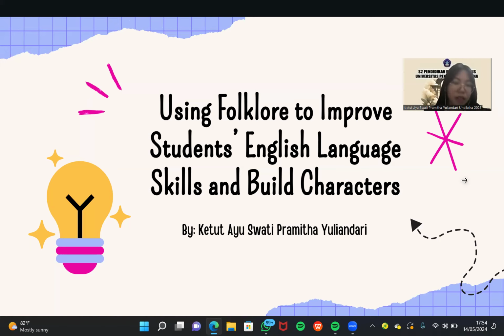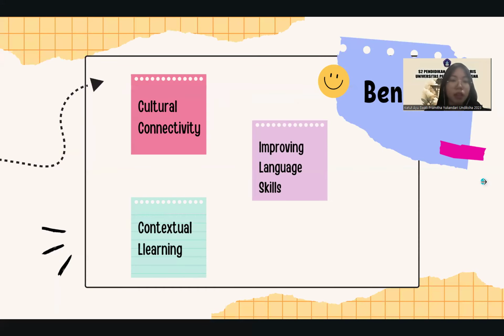Okay, let's talk about the activity. Next slide, please. The name of the activity is using folklore to improve students' English language skills and to build character also. I think all of you will think this is a very common activity that teachers usually use in the class, but what makes it different is that here I suggest using several digital platforms that provide access to folklore from various cultures, including Indonesia.